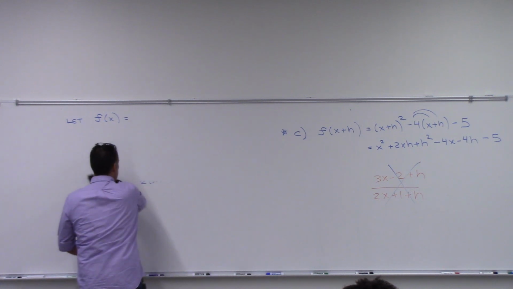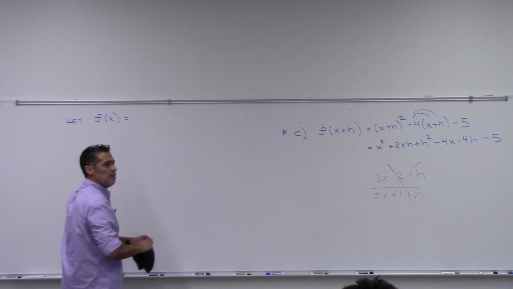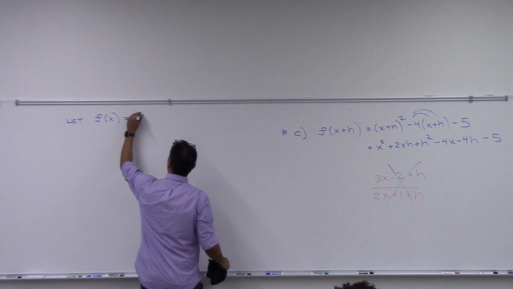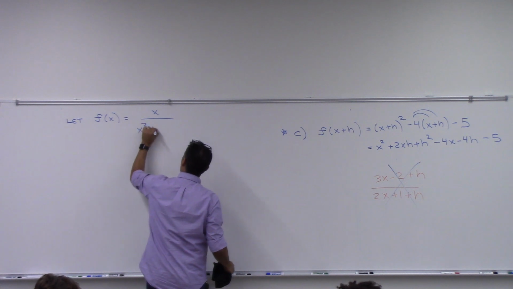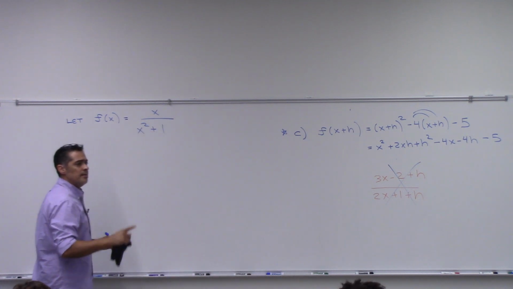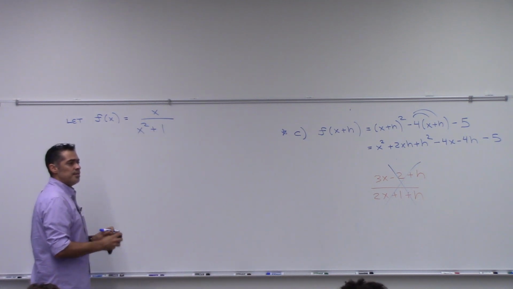X over x squared plus 1. So we have f of x equals x over x squared plus 1. This is one of your homework problems. Why don't we try it? Why don't you try and do this entire problem?